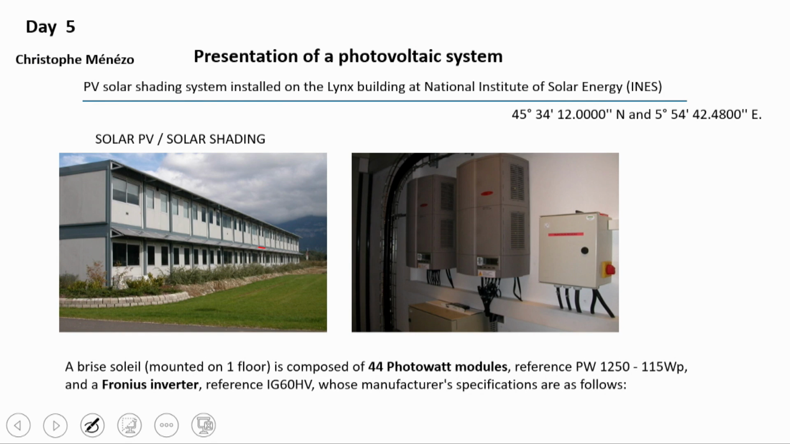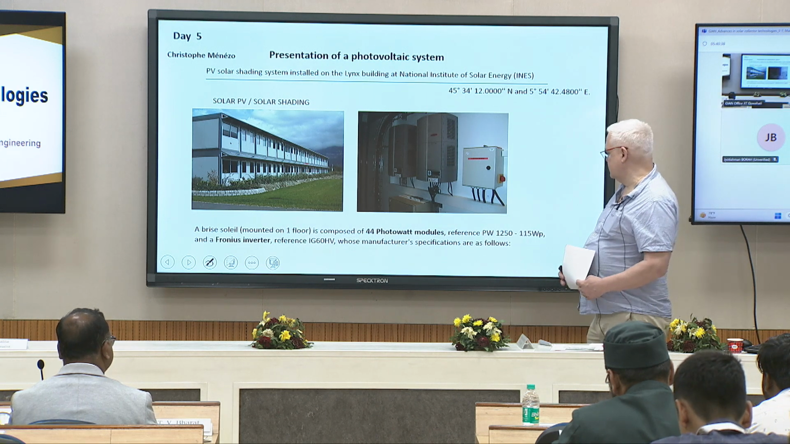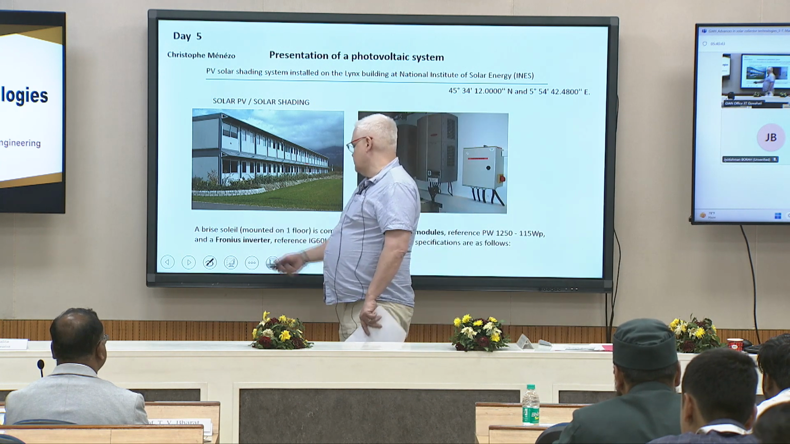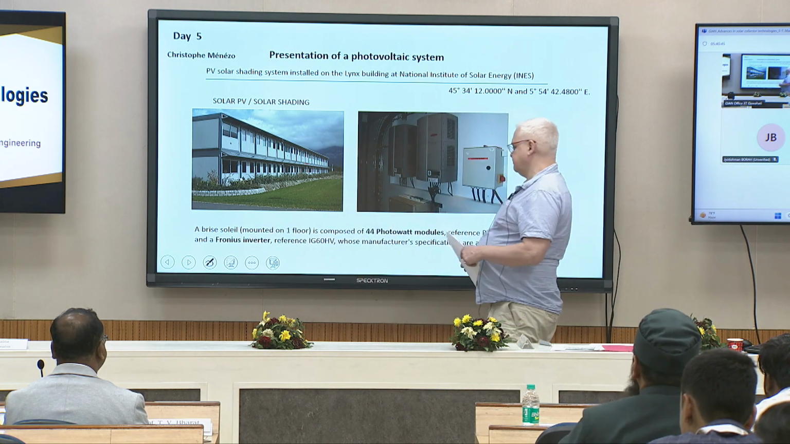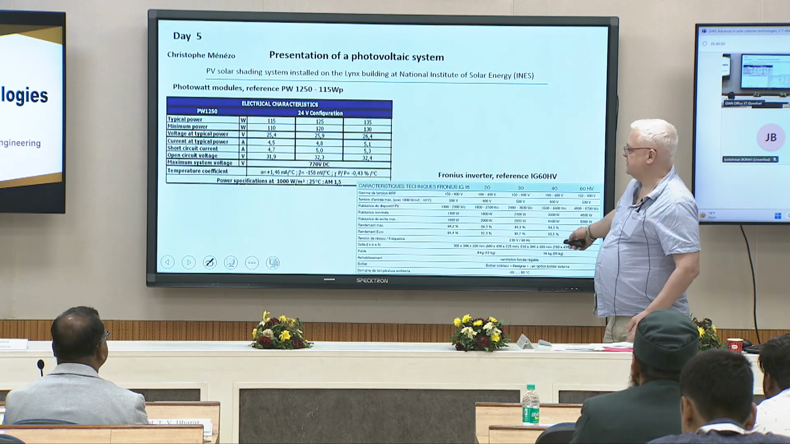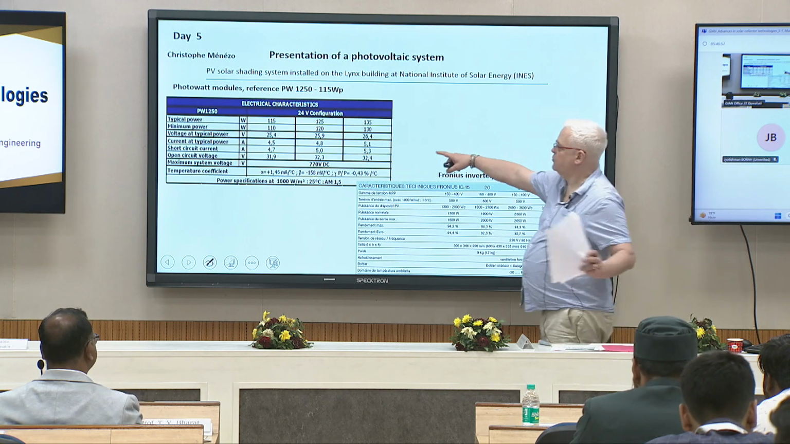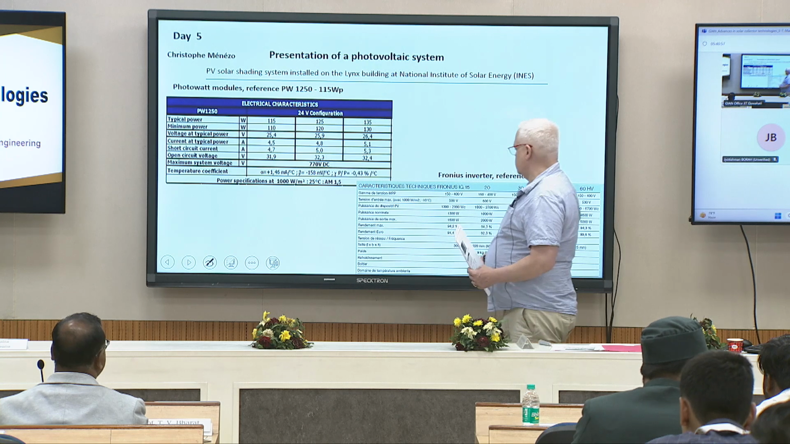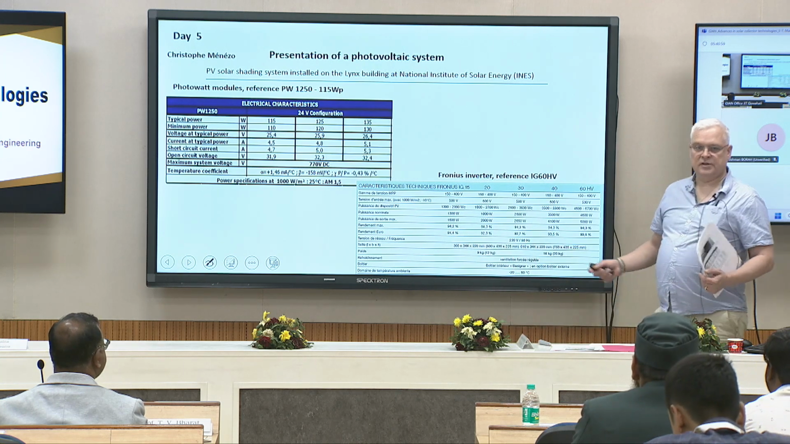And so there are 44 Photowatt modules, okay? The reference is 1200, the model. The watt peak is 115. The inverter, there is also the brand, okay? And I give you the characteristics, okay, of one module and the inverter, okay?